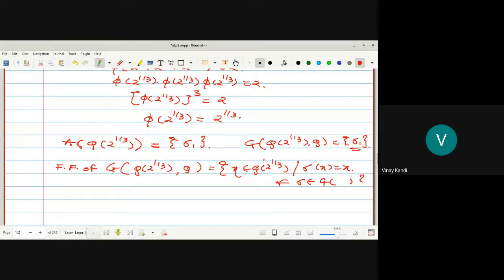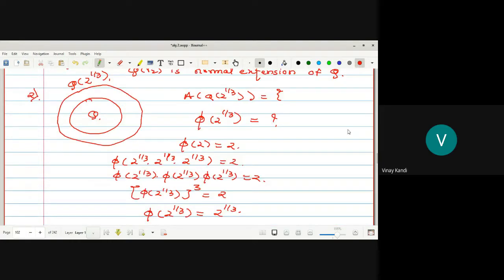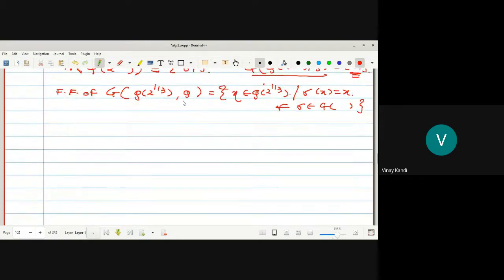Now in this set there is only sigma 1. Which elements does this sigma 1 fix? Sigma 1 is the identity mapping. So sigma 1 leaves every element of Q fixed, but sigma 1 also leaves every element of this field fixed. So the fixed field of G of Q of 2 raised to 1 by 3 over Q is nothing but the whole field Q of 2 raised to 1 by 3, which is not equal to Q.